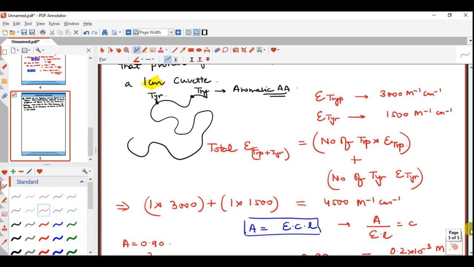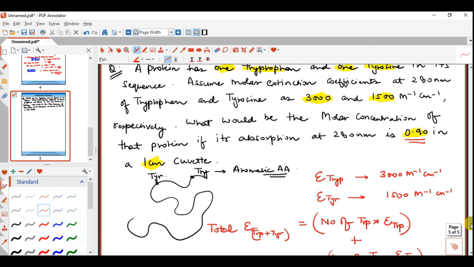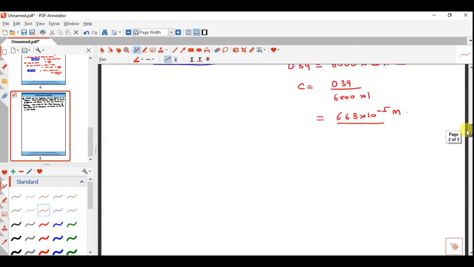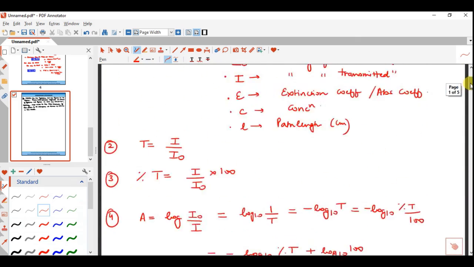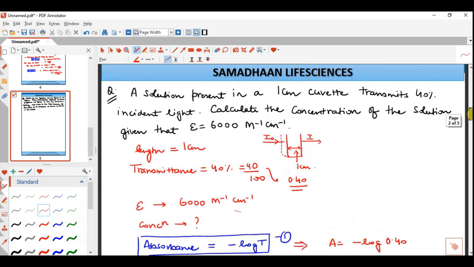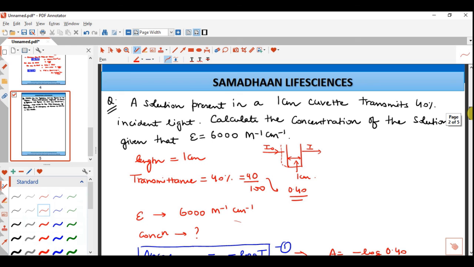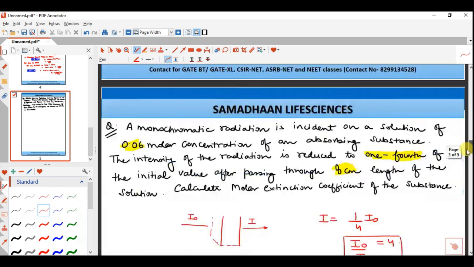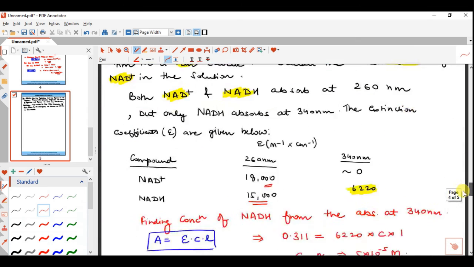I believe you would have understood this question, and because of it, the Beer-Lambert law would be clear in your mind. Just remember these formulas. These questions are fairly important with respect to GATE BT, GAT B and CSIR examinations. So I would request you to look at these.